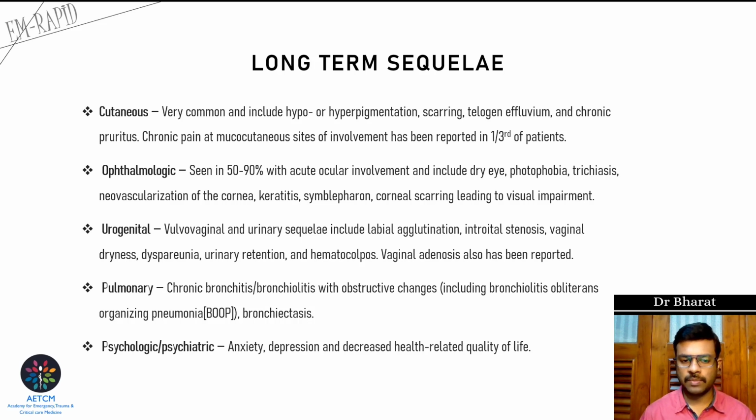Urogenital, especially vulvovaginal and urinary sequelae, include labial agglutination, introital stenosis, vaginal dryness, dyspareunia, urinary retention, and formation of hematocolpos. Vaginal adenosis has also been reported. Pulmonary complications include chronic bronchitis, bronchiolitis with obstructive changes, including bronchiolitis obliterans organizing pneumonia or BOOP, and bronchiectasis. Psychological and psychiatric manifestations are also very common, including anxiety, depression, and decreased health-related quality of life.